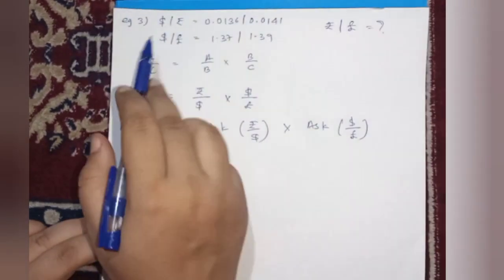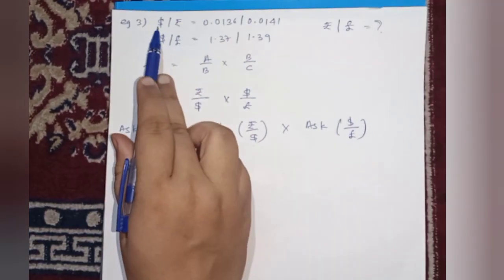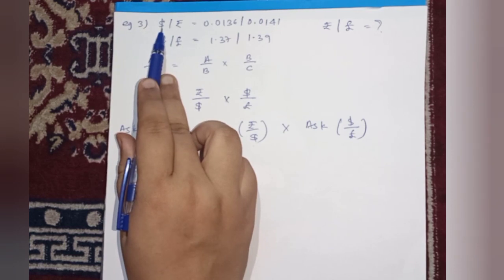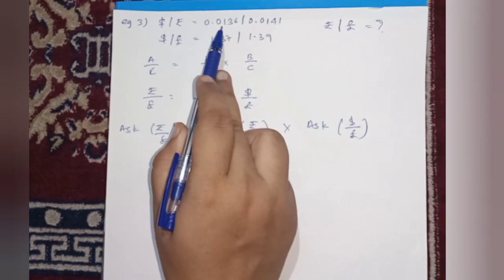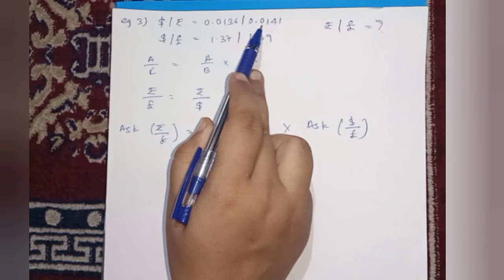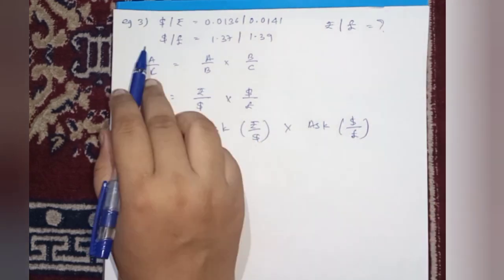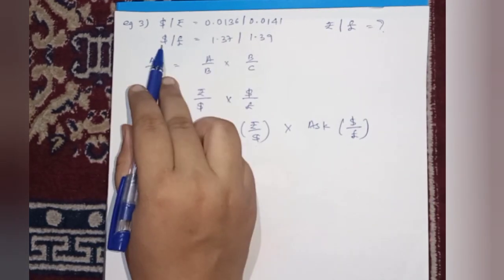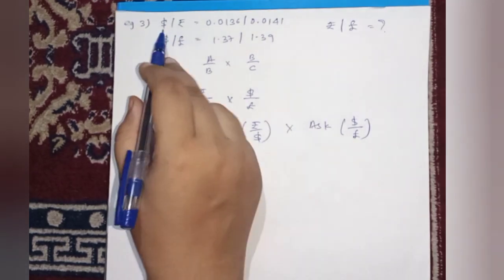But if you see in the question, are you given the rates of rupee per dollar? No, you have been given the rates of dollar per rupee. Dollar per rupee is 0.0136 and 0.0141, whereas the rates of dollar per pound are given directly in the question. So the first is given the other way round.